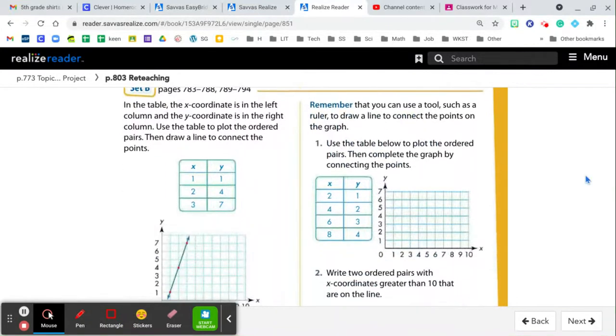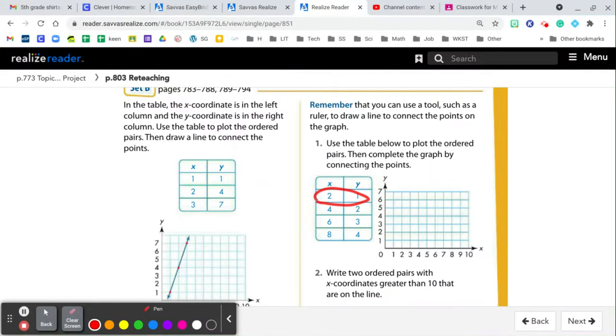For set B, remember you can use a tool, such as a ruler, to draw a line to connect the points on the graph. Use the table below to plot the ordered pairs, then complete the graph by connecting the points. So we're going to use the table first, and there's our ordered pair.